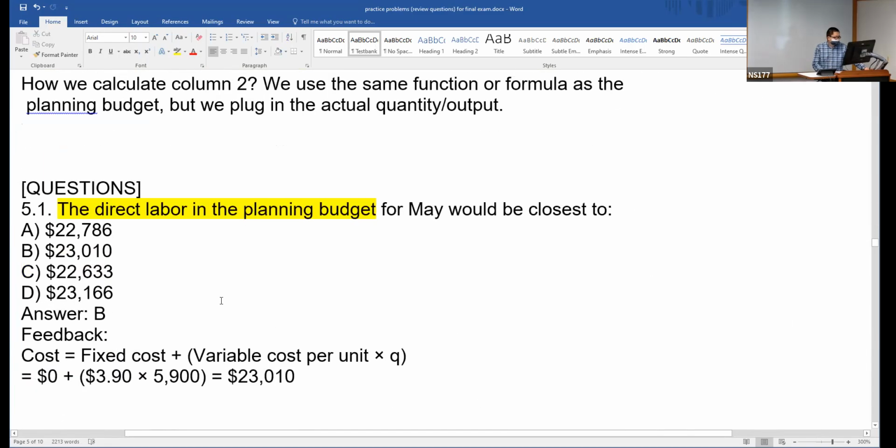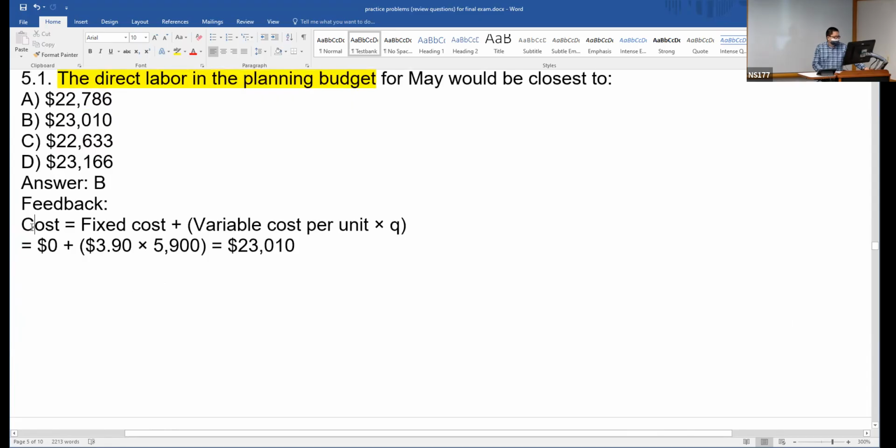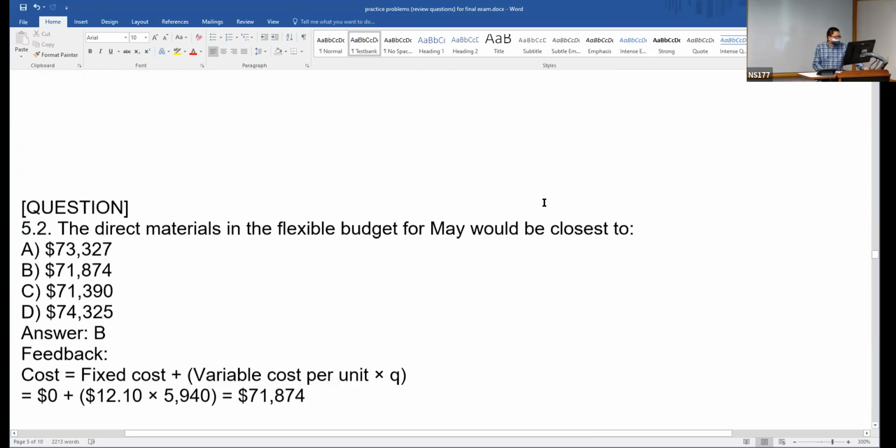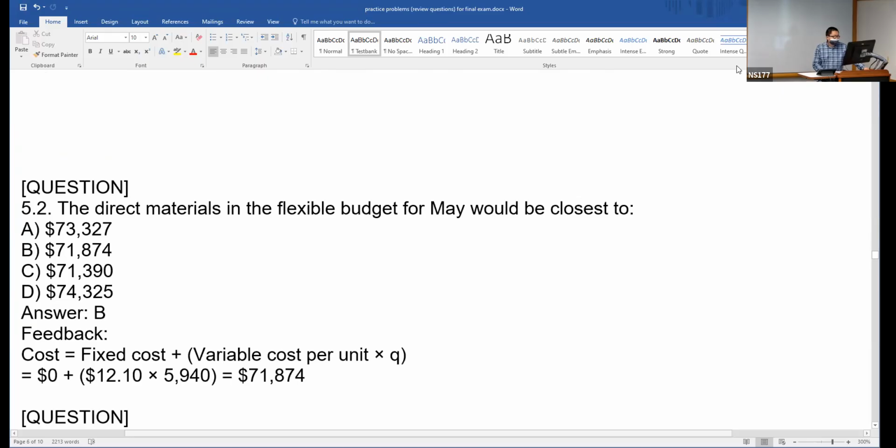And then this is how we solve it here. So the developed labor cost equals the fixed plus the variable component multiplied by Q, which is the planning output, because here we are calculating the planning budget. Any questions so far? No. Okay. Then in 5.2.